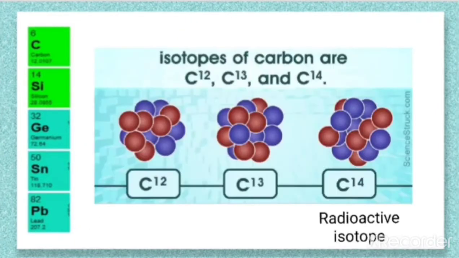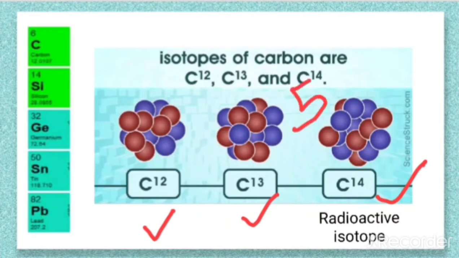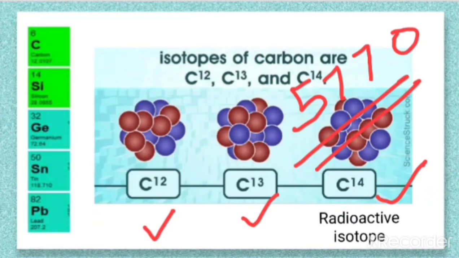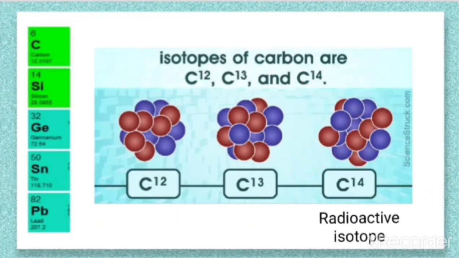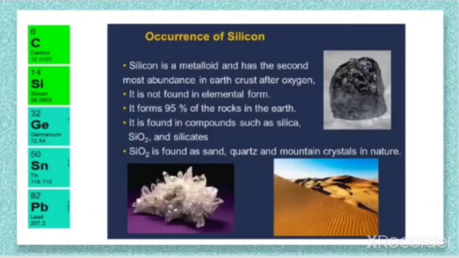Next are the isotopes of carbon. Naturally occurring carbon contains two stable isotopes, that is C12 and C13. In addition to these, there is a third isotope, C14, which is radioactive in nature with a half-life of 5,770 years. Because of its radioactive nature, C14 is used for radiocarbon dating. So these are the three isotopes of carbon.